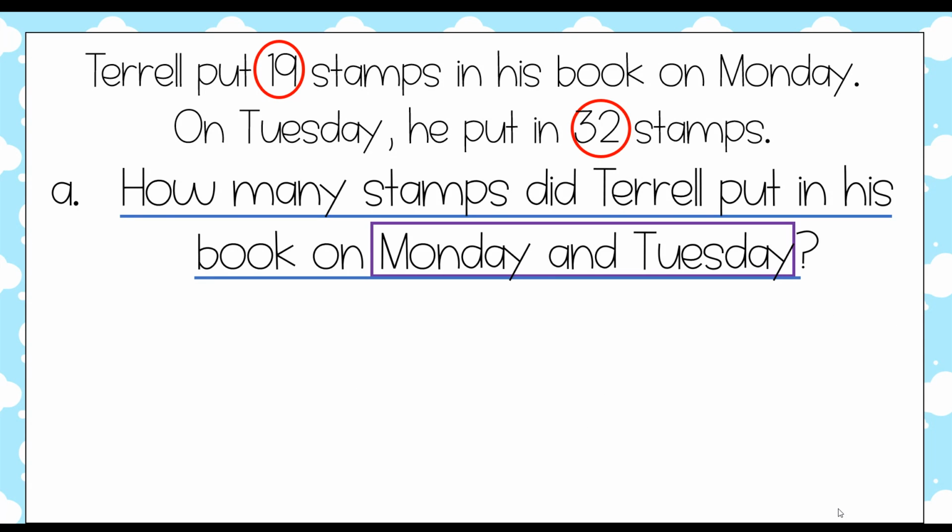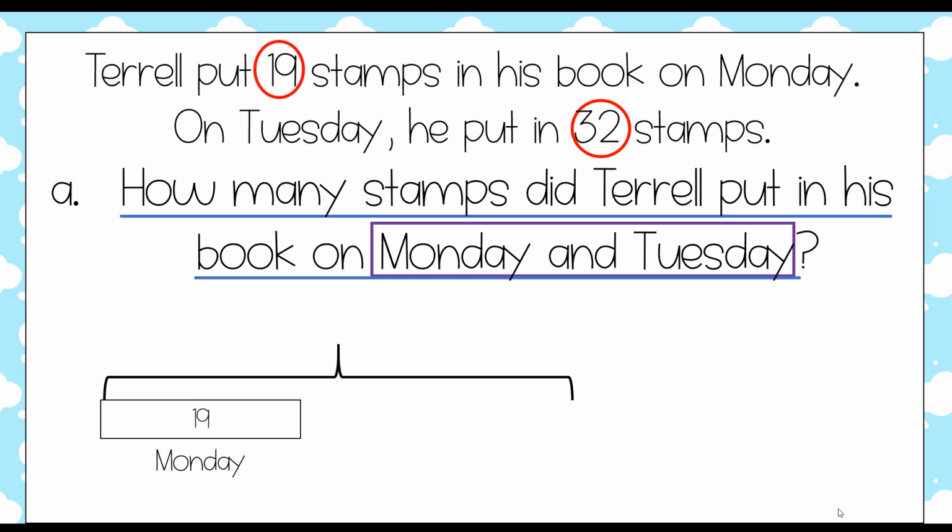This one has two parts. Let's focus on Part A. How many stamps did he put in his book on Monday and Tuesday? This is a simple one. This just means we're going to add 19 and 32. So first, we're going to draw our bar model or tape diagram. You can call it either. We have our part of Monday, which was 19. Then on Tuesday, we had 32. Notice how I made my bar for Tuesday a little bit longer? I do that because 32 is a larger number than 19, and I like to show that in my bar model. It's okay if yours doesn't look exactly like mine. So we want to know together what that is.